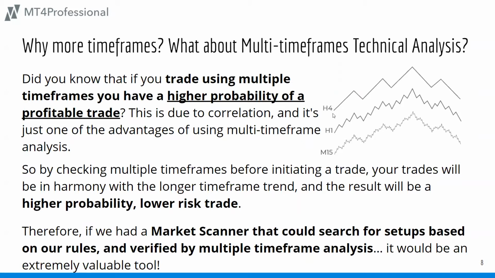So if you're trading in the direction of the longer term trend, then you're going to have a higher probability of success in your trades and a lower probability that you're going to be caught trading against the big trend. Right? So if we had a market scanner that could search the longer term trends and look for the setups based on our rules and verify those trades based upon the direction of the longer trend, that would be an extremely valuable tool also, don't you think?